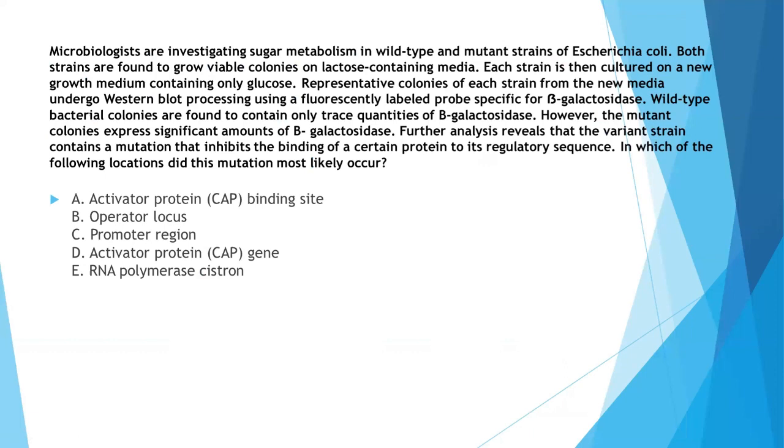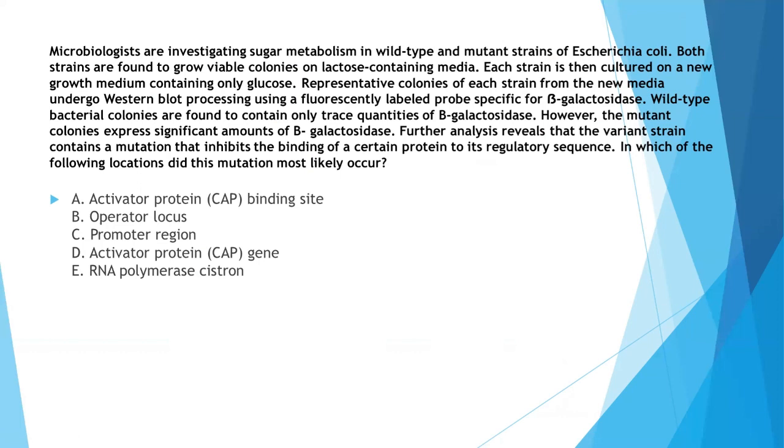Here we can see one question. In which of the following locations did this mutation most likely occur? Obviously, when there is growth and transfer of DNA, transfer of genetic material, there may be some events where mutations occur. So this question will talk about how a mutation occurs in the DNA or in the bacteria.